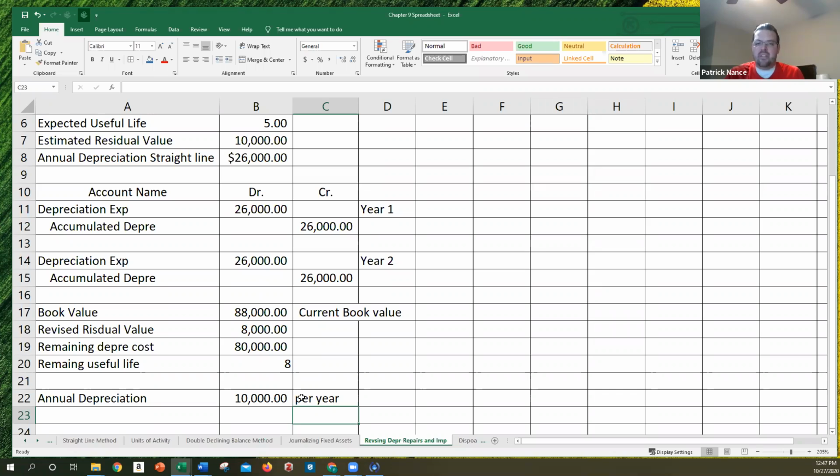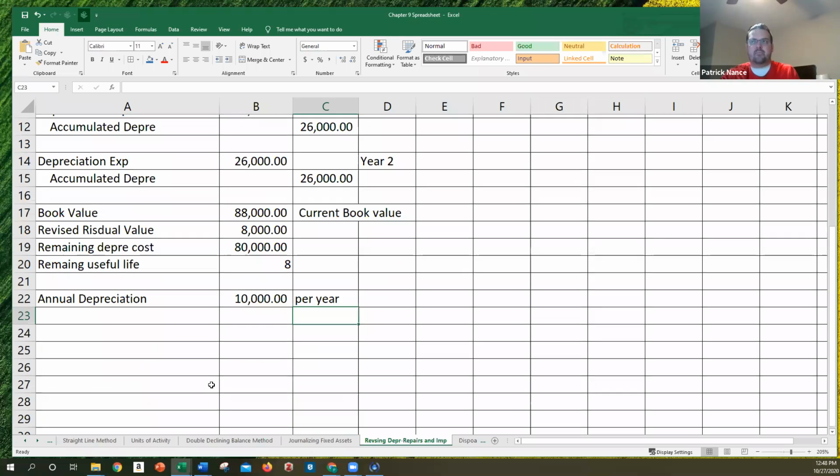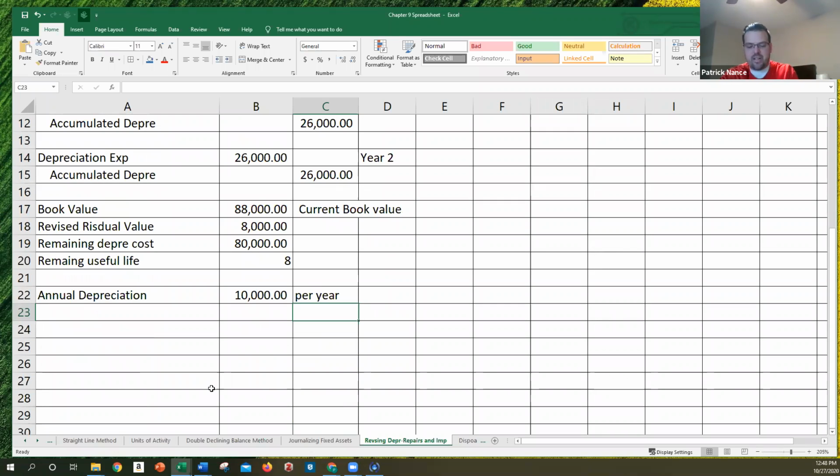Having to have a piece of machinery serviced on a regular basis, that's normal repairs. And that would be a revenue expenditure, meaning it would just be an expense. Revenue expenditure means we're just taking it straight to expense. So it gives an example of that. They had a delivery truck and they paid $300 for a tune-up, and that simply would just be a debit to repairs and maintenance expense and a credit to cash.